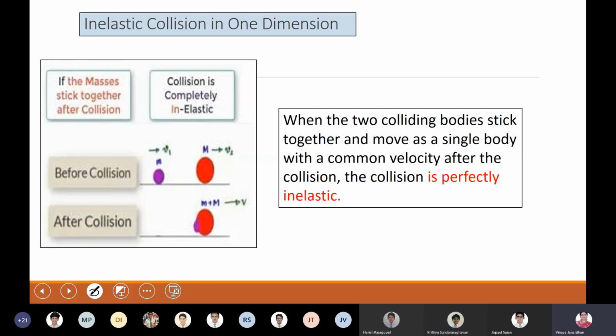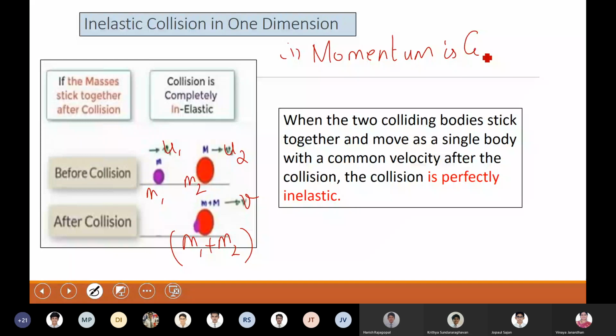Initially, if it is moving with u1, this is u2. Finally, both will move with one velocity. This is m1, m2. So this will be m1 plus m2 together. You can draw a rough diagram. You can just write before collision, after collision. In inelastic collision, momentum is conserved, but kinetic energy is not conserved.